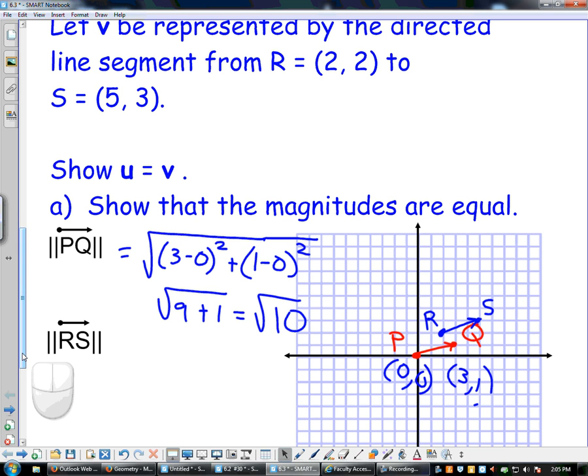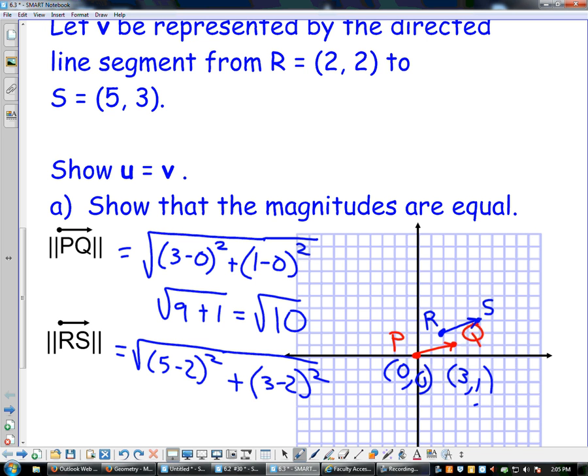All right, I'm doing 5 minus 2, quantity squared, plus 3 minus 2, quantity squared. So we're getting 3 squared is 9 plus 1 squared is 1. We're still getting square root of 10. Everybody agree? All right, so we've shown that the magnitudes are equal.